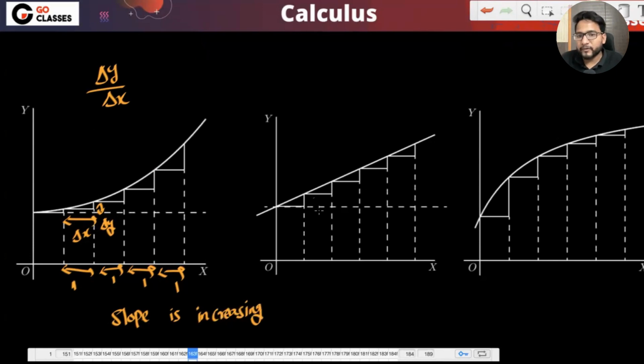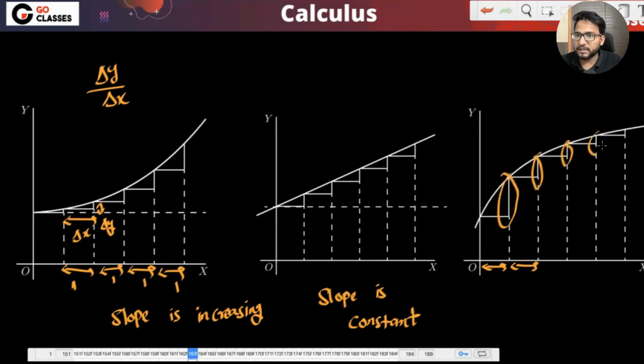Here, if you keep this del x the same, can you say that the slope is constant? Whatever the del y here, it is the same del y, same del y, same del y, isn't it? So here you will say the slope is constant. Here, keeping the del x the same, this del y, this del y, each one is smaller. So what will you say? The slope is decreasing.